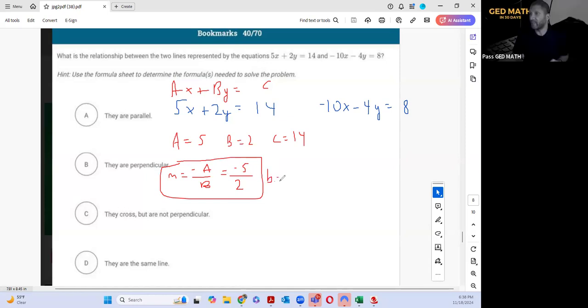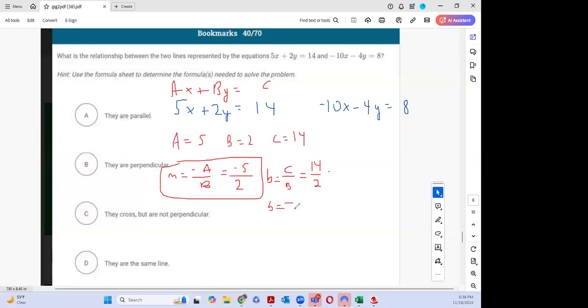The y-intercept, which is C over B. C was 14, and B is what? Over 2. So now I'm going to have to come down here. 7. So my y-intercept is 7.